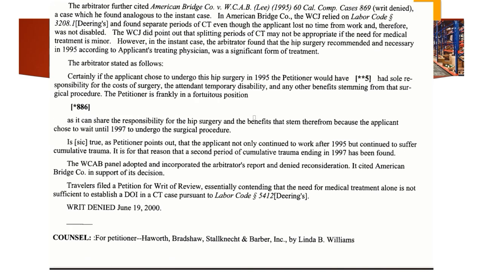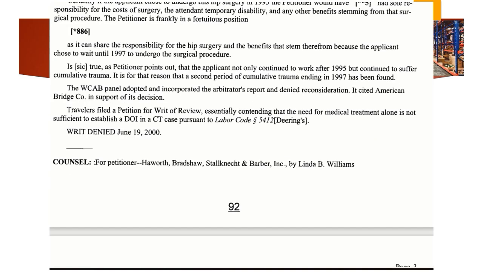So let's just get to the conclusion and we'll move on. Travelers, of course, was not happy. They filed a petition for writ of review, essentially contending that the need for medical treatment alone is not sufficient to establish a date of injury in a cumulative trauma case pursuant to Labor Code 5412, and the writ was denied and the case was closed, and that was it. And Travelers was left holding the bulk of the bag, which they were hoping to shift to the second insurer.